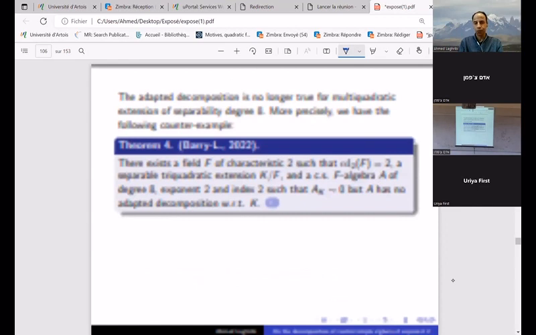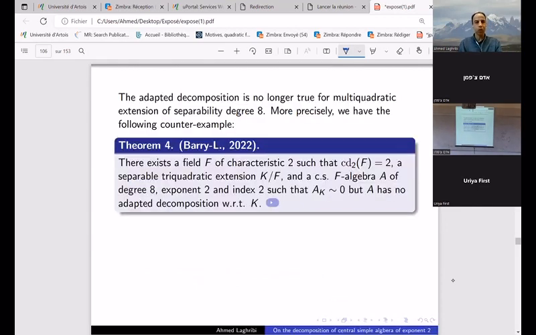Now, what about separability degree 8? Unfortunately, the adapted decomposition is no longer true for multi-quadratic extensions of separability degree 8. And we produced an example, and the example is here in Theorem 4.